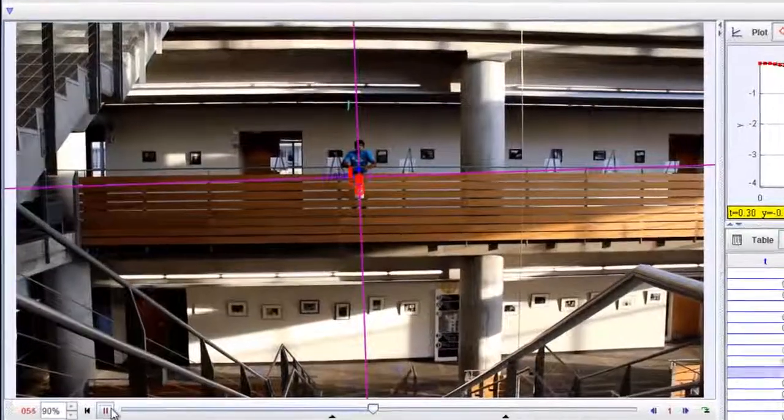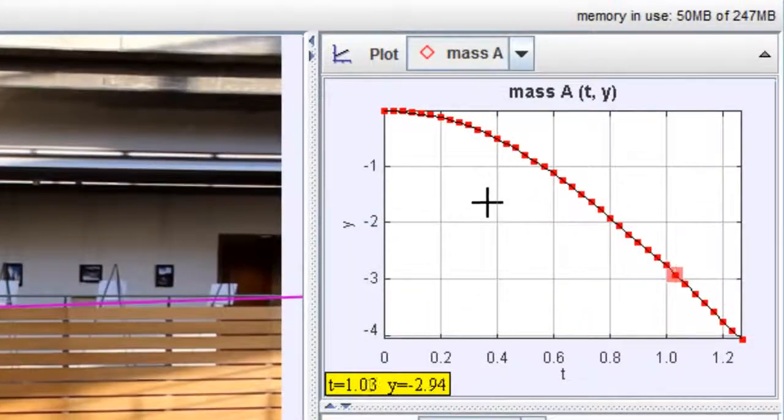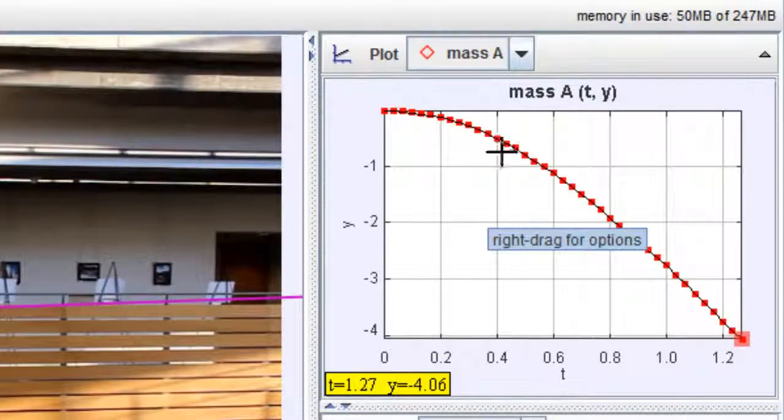This is the video. The Chick-fil-A bag is the system and everything else is the surroundings. The points are plotted here on the right, and the graph turns out to be curved for a while, which shows that there is acceleration. Then, the slope is constant, which means there is no acceleration and that the bag moves at a constant velocity.